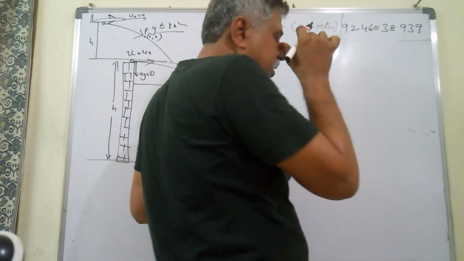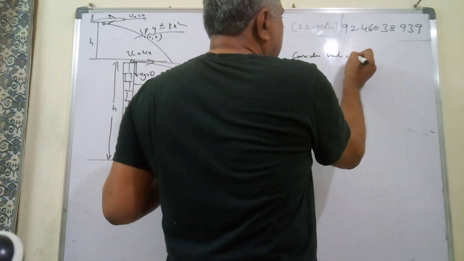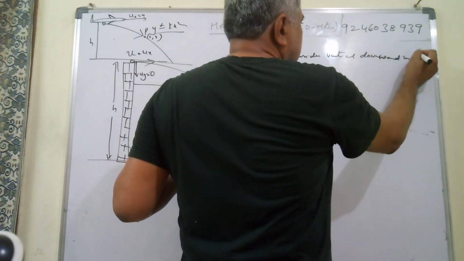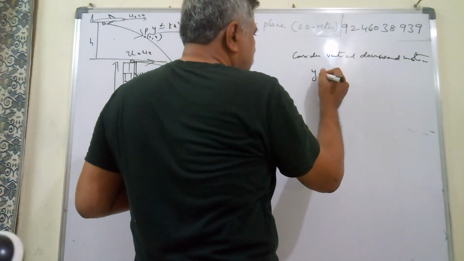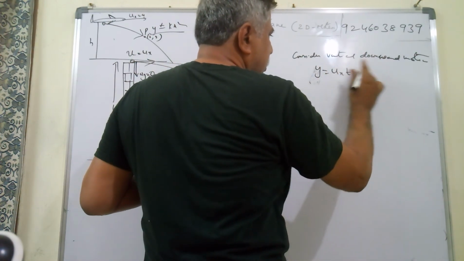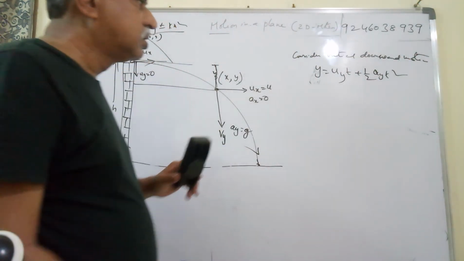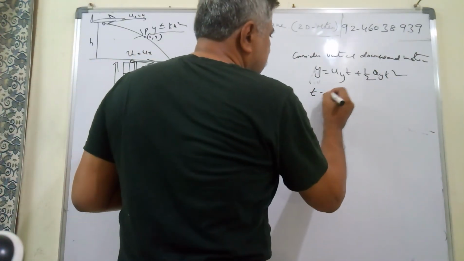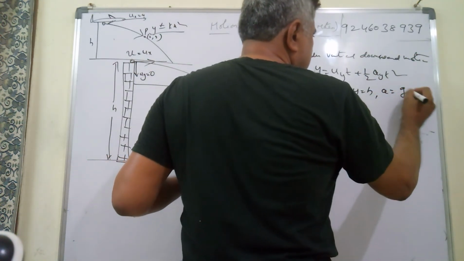Consider vertical downward motion. y is equal to uyt plus half ayt square, downward motion. Here y means the displacement in a time t. Here t is equal to t, y is equal to h, and a is equal to g.